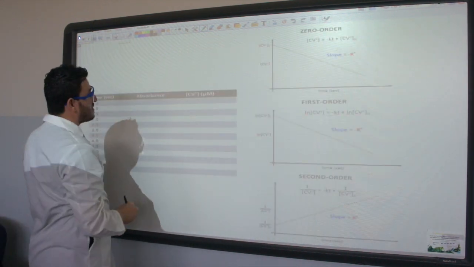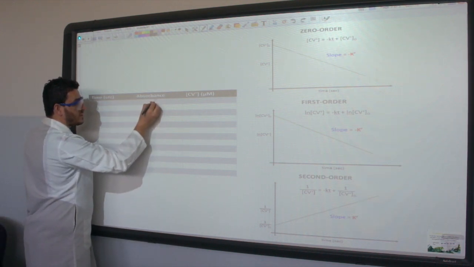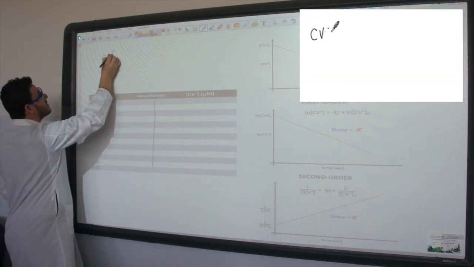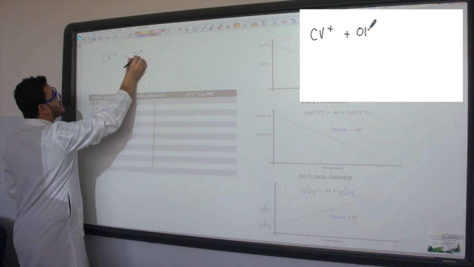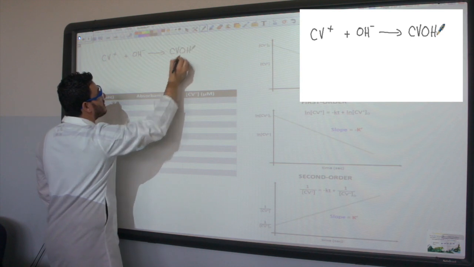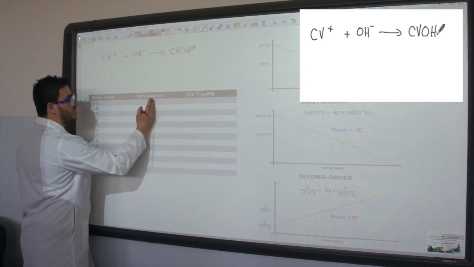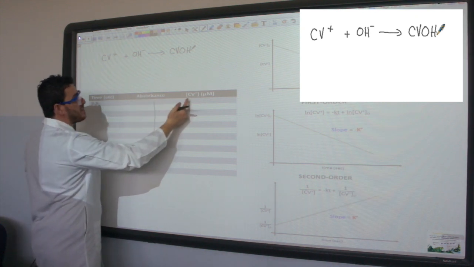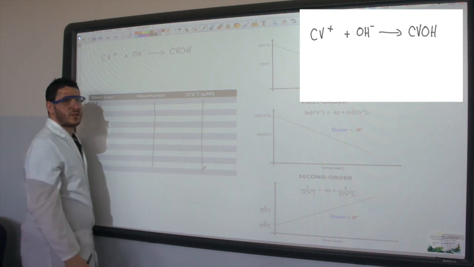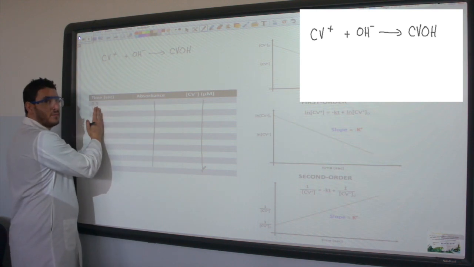For the second table that you had, you collected absorbance values at different times for the reaction, which is Cv+ plus OH minus, giving you CvOH. Now, using the epsilon that you calculated before, it will help you to calculate the concentration. So now what you have is concentration versus time.